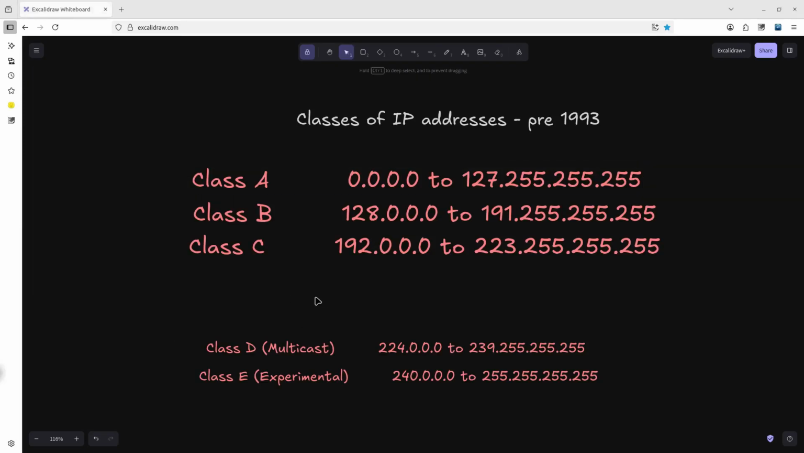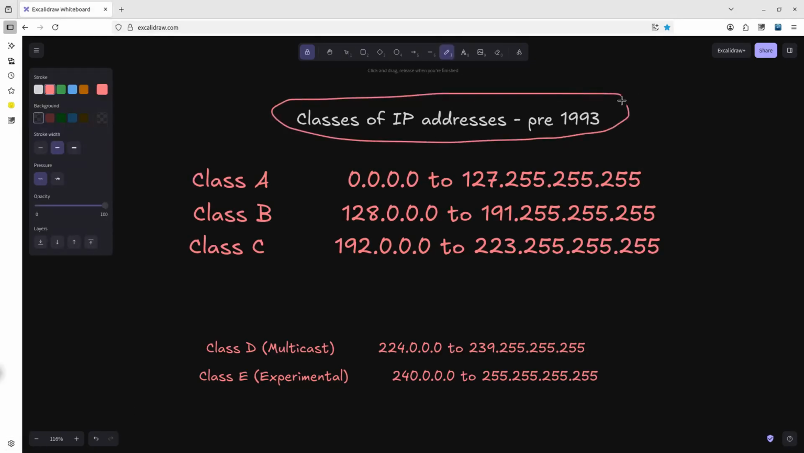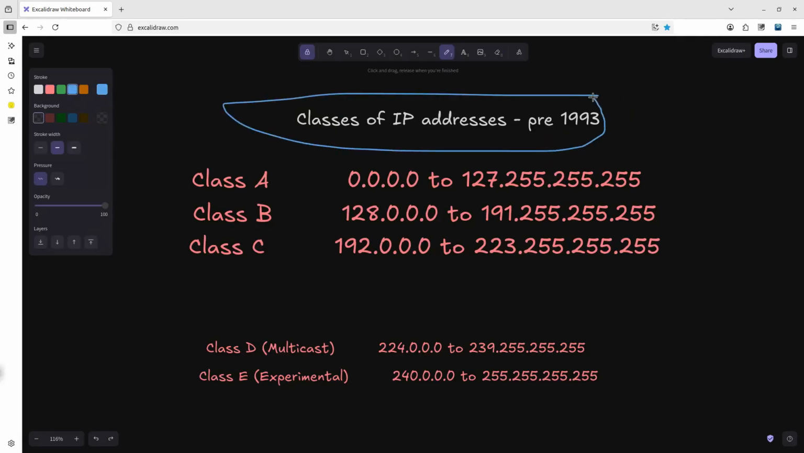So today we will be focusing upon the classes of IP address, how it was before 1993, okay? Just to give you a brief history, the year 1993 was quite a pivot point. Before 1993, there were fewer devices connected to the internet, so things were relatively straightforward.